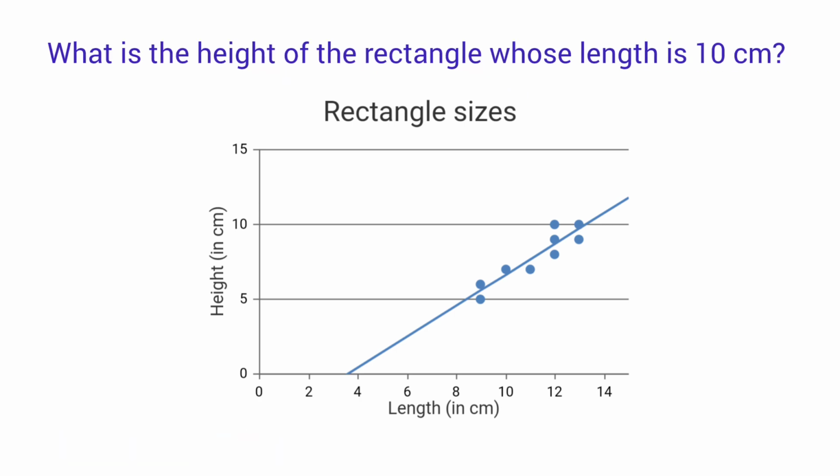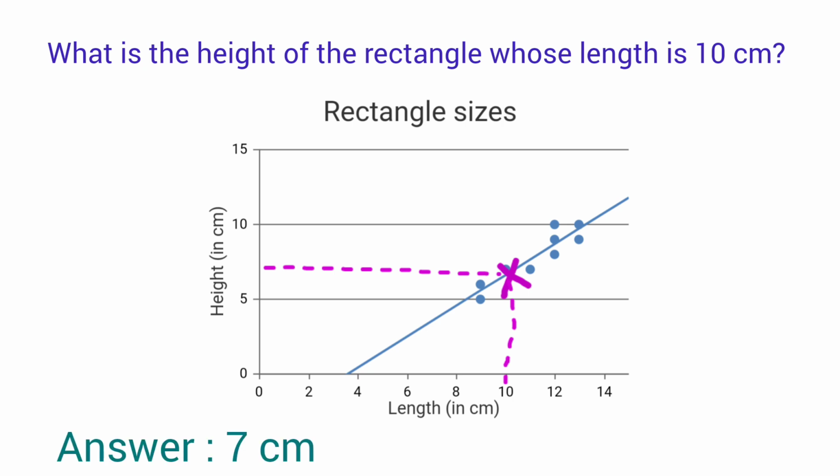What is the height of the rectangle whose length is 10 centimeters? The answer to this question is obtained by first locating the point corresponding to 10 centimeters on the length axis. Then we note that the height value or the y value of this point is 7 centimeters. So, our answer is 7 centimeters.